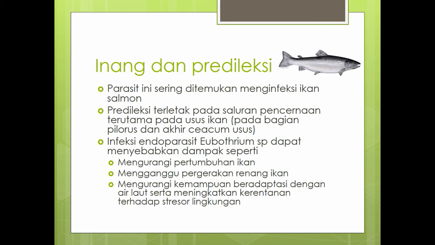And for the host and predilection, this parasite is often found infecting salmon. It lives in the digestive tract, especially in the intestine of fish, in the pylorus and the end of the intestinal caeca. Eubothrium sp. parasite infection can cause such effects as reduced fish growth, interfering with fish swimming movements, reduced ability to adapt to seawater, and increased susceptibility to environmental stressors.